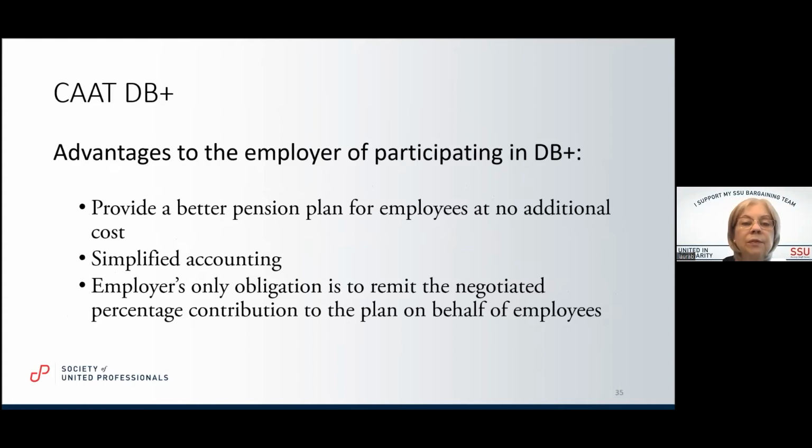This is the same slide you saw for the multi-sector pension plan. These are your talking points at the bargaining table. The DB Plus plan also provides a better pension for employees at no additional cost to the employer. It allows for simplified accounting, and it limits the employer's obligation to just simply paying the required contributions. I should add that we engaged an actuary to compare these two plans, the MSPP and the DB Plus, under various scenarios. The actuaries found significant differences in outcomes, but it depended on the characteristics of the individual employees in terms of age and years of service. In other words, when you ask the question, which plan is better, the answer is, it depends.